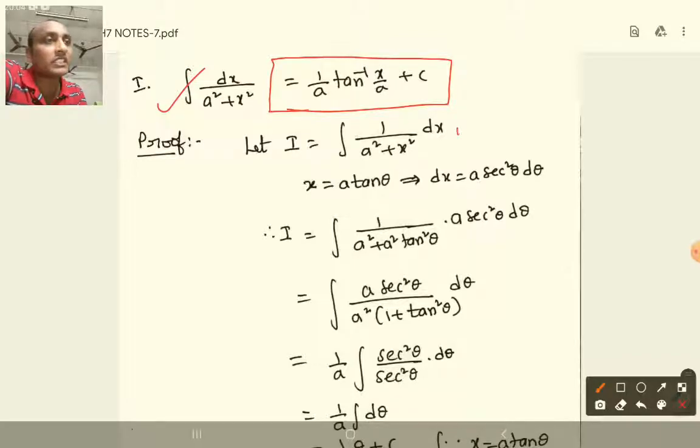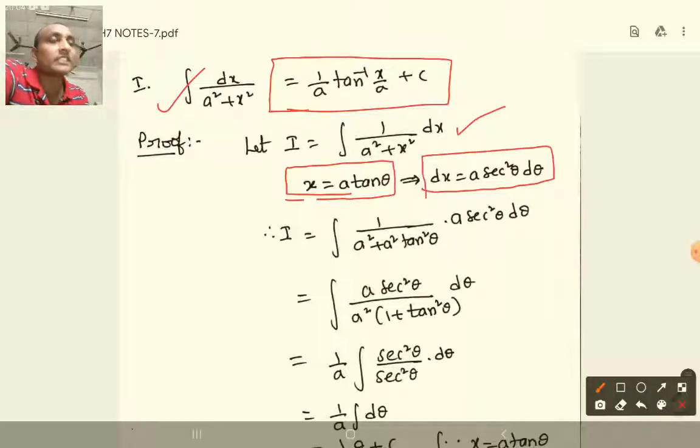To integrate this one, I just take x is equal to a tan theta. Then what will be dx? A secant square theta d theta. So when I take x is equal to a tan theta, I am substituting it in this. What will happen?